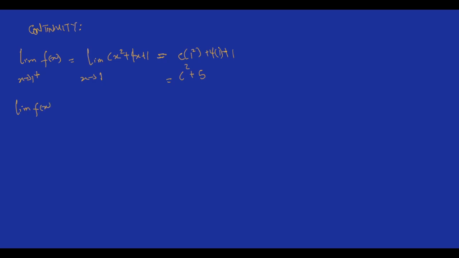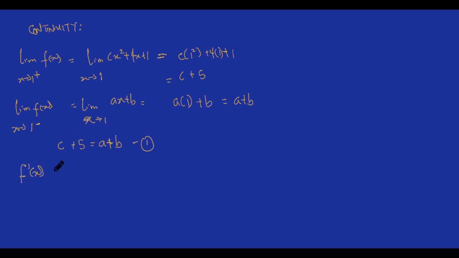Then the limit of f of x as x tends towards 1 from the left will be equal to the limit, as x tends towards 1, of ax plus b, and this becomes a into bracket 1 plus b. So this is a plus b. From the conditions of continuity, the left hand limit and the right hand limit must be equal. So we have c plus 5 is equal to a plus b. Sorry, not c squared. It should be c plus 5. So if c plus 5 is equal to a plus b, we can write this as our first equation.